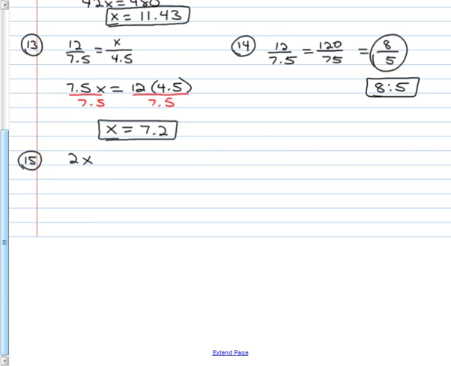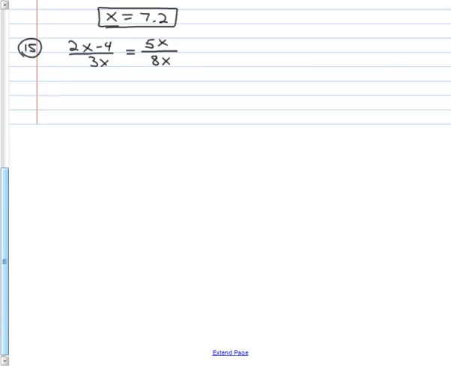I'm going to go 2x minus 4, and you can pick what you want to match it with. I'm going to go across and go 3x. So if I go across left to right, I need to go across left to right on the bottom. 5x would then correspond with 8x. Again, you can go left to right, you can go top to bottom, you can go bottom to top, right to left. Just don't go diagonally when you set up a proportion. All right, cross products. See if we can figure out what this x is.